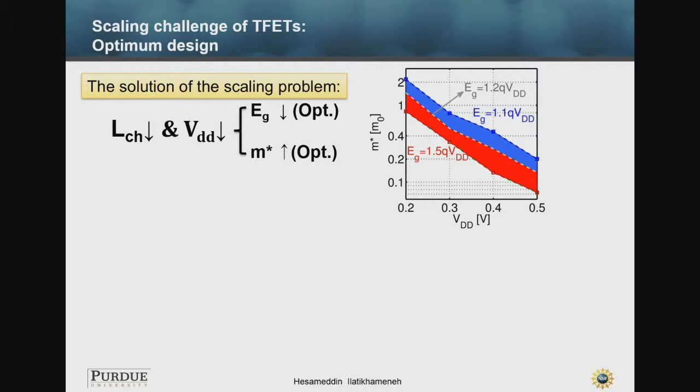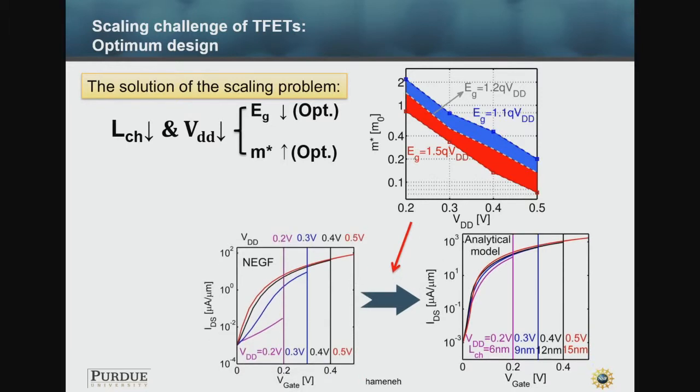But it is not enough just to reduce and increase these. We need to go to an optimum space. You can see that as we decrease the VDD, we need to go to higher effective mass, but there is an optimum space for effective mass. So if we use this knowledge and try to design a tunnel FET based on this m star and EG, we would see that we can still scale the devices pretty well.